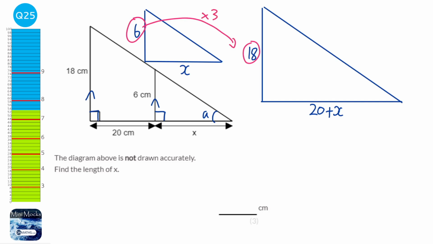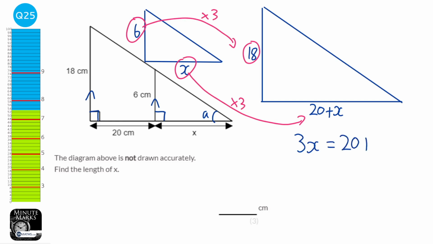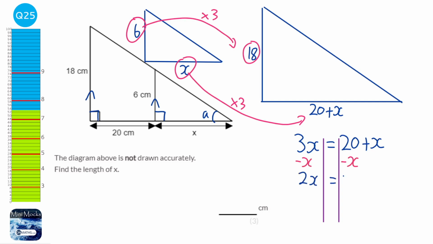So we now know that we can times the x by 3 to get to the 20 plus x. So we can write that down. 3x, I'm timesing the x by 3, and that will give me 20 plus x. And so I can solve this now. Subtract x both sides. Always subtract the smaller amount, so 2x equals 20, and then divide both sides by 2. And so we've got x equals 10. So we know that x equals 10, it says find the length x, and so that will be 10.